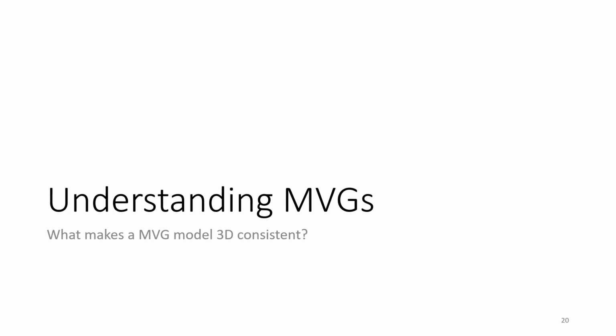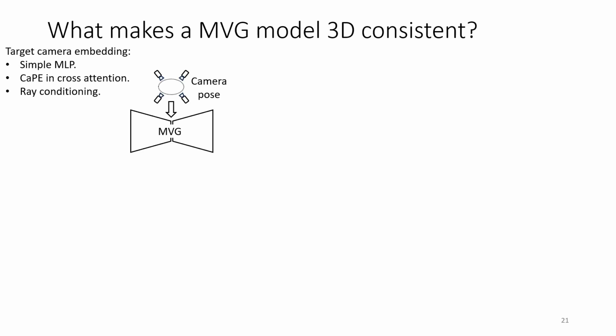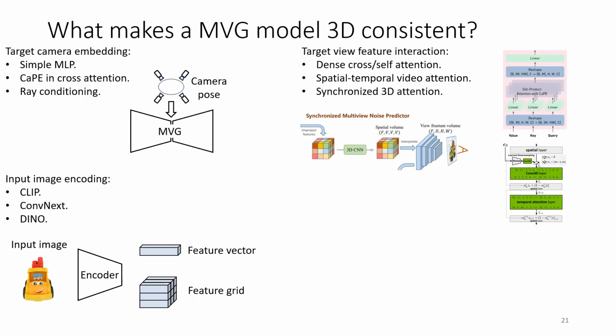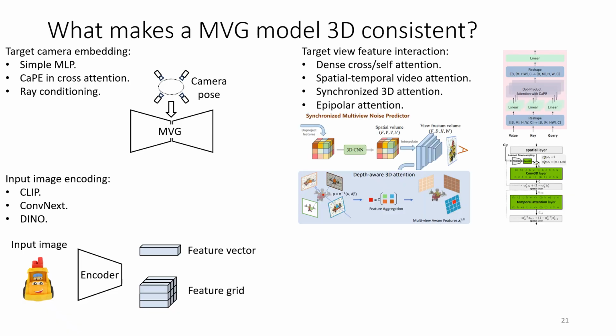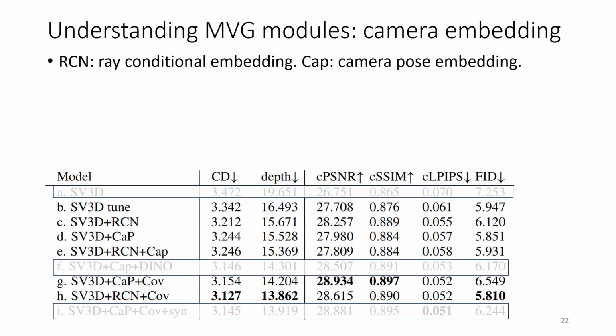We also investigate the design choices of multi-view generation models. What makes a multi-view generation model 3D consistent? We categorize the design choices into 4 aspects. First, how the target camera poses are embedded into the network. And second, how is the input image encoded as conditioning? Third, how the target view features interact with each other with different attention mechanisms. And finally, how much data does it need to train a good multi-view generation model?